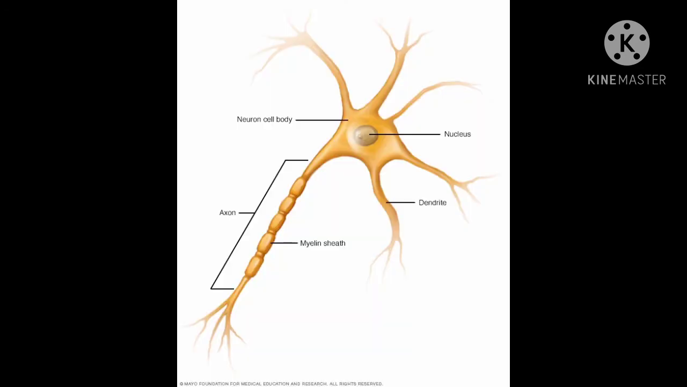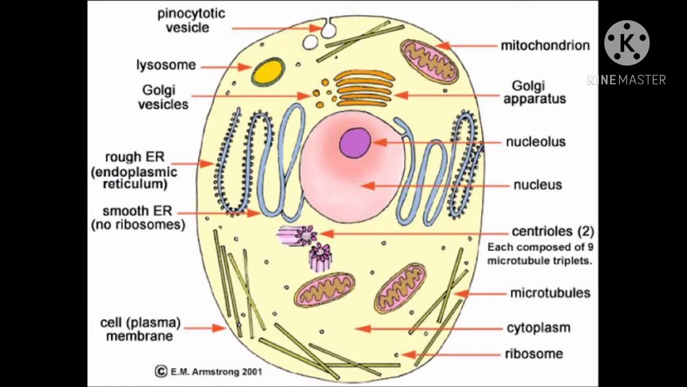Another important one is the nerve cell. Nerve cell transmits neural impulses. Children, living things are classified into two. One is plant, another is animal. The living thing which is made up of plant cells is called a plant. The living thing which is made up of animal cells is called an animal.